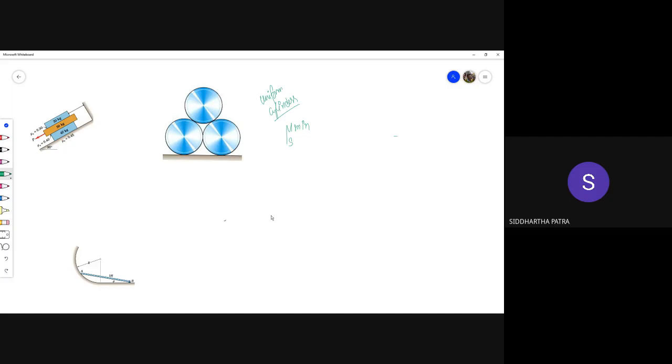For that you need to know how the forces should be acting. So let's start with the top cylinder. Sir, for all surfaces, is the frictional coefficient the same? Yes. Between the cylinders and between the cylinder and the ground, it's the same.